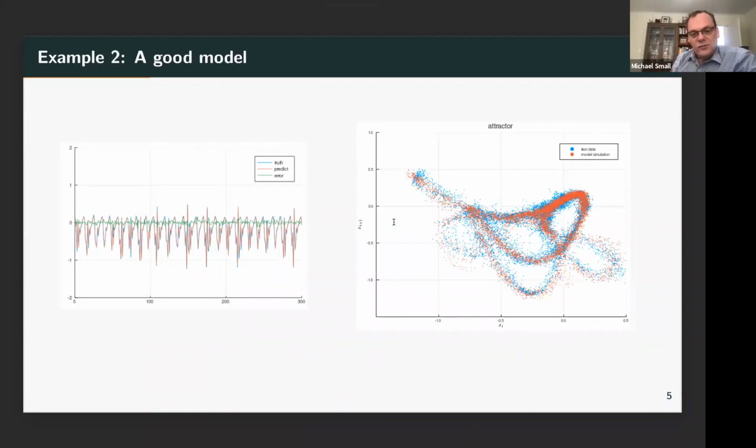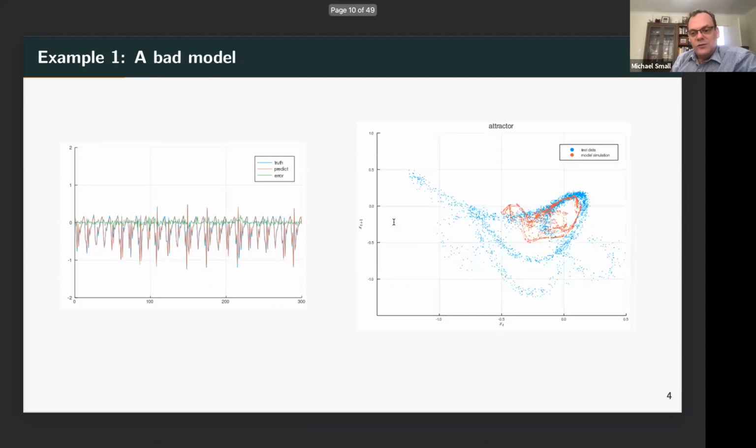And as an aside, this one is kind of interesting because the predicted model on the right, although it's a bad model of the dynamics, has got some of the interesting features of the dynamics. So it is actually chaotic. It has got some sort of complicated behavior.